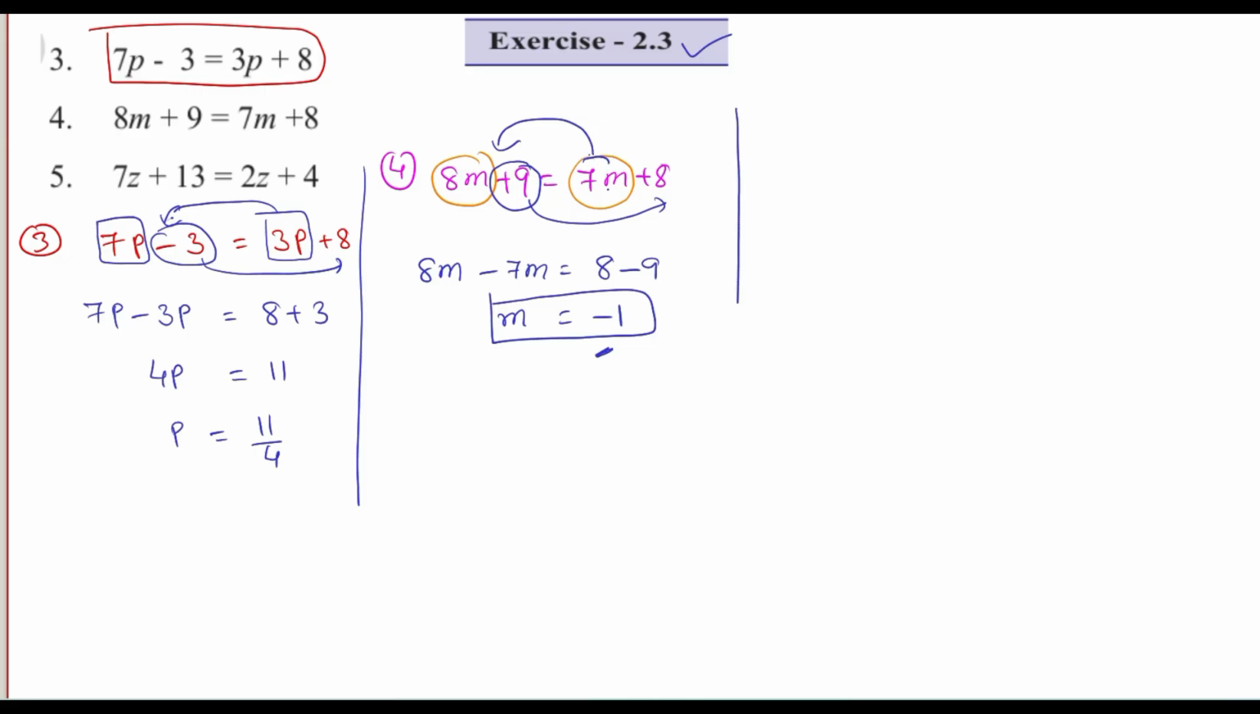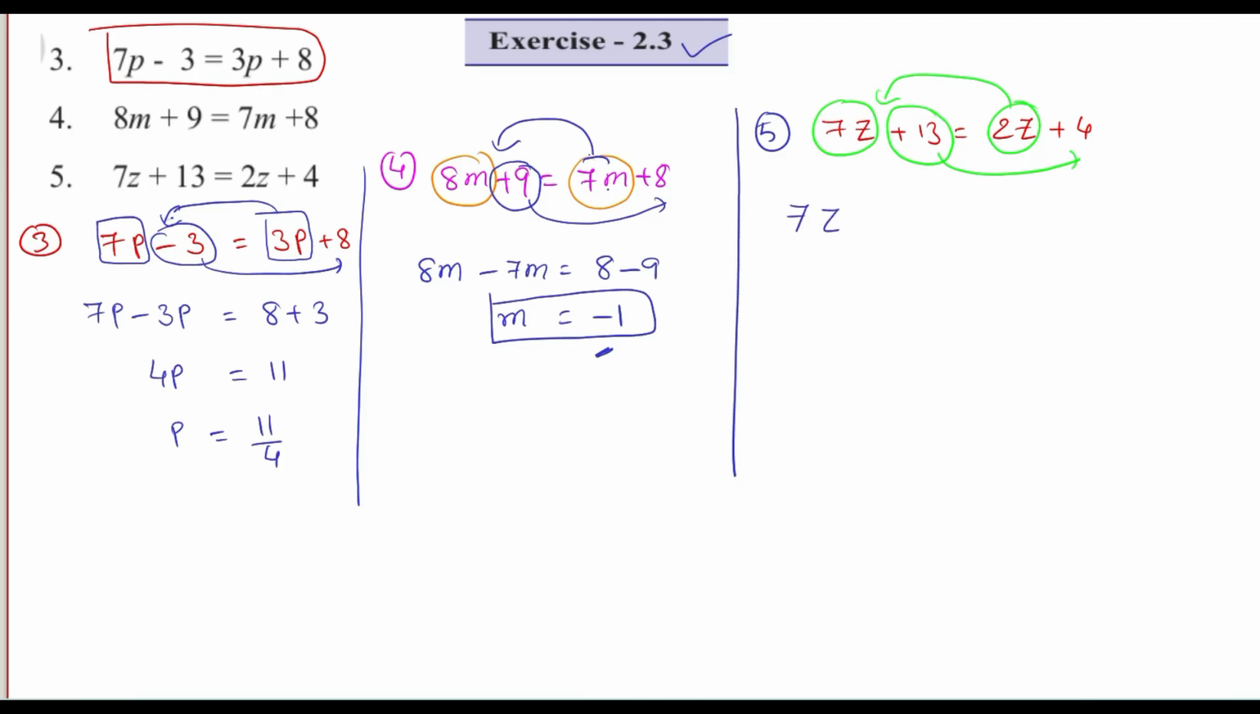In the same manner, let us see the fifth problem. In the fifth question, we are given 7z plus 13 is equal to 2z plus 4. Here also we have a variable on both sides of the equation, 7z and 2z. Here 2z is smaller than 7z, so transpose plus 2z to the other side in the same manner, and transposing plus 13 to the other side makes it negative. On doing so, you can write it as 7z minus 2z is equal to 4 minus 13.